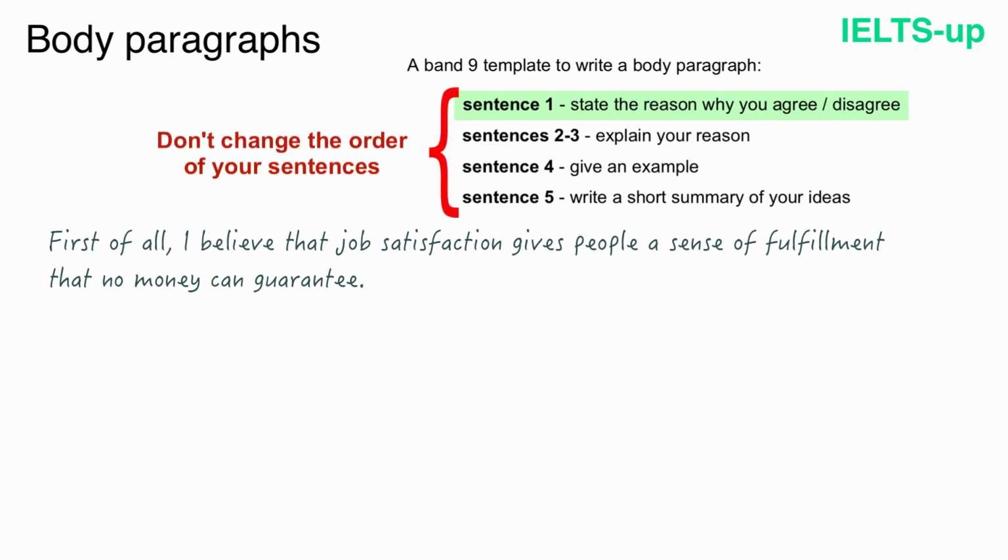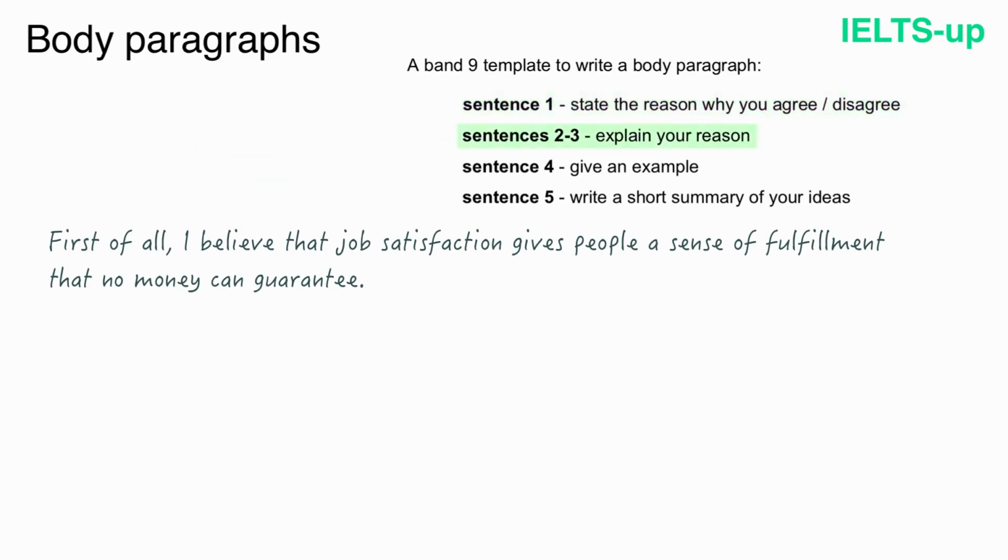Don't change the order of your sentences in the body paragraph, because your examiner will look exactly at the first sentence to get the main idea of your body paragraph. So make sure that your first sentence clearly states the reason why you agree or disagree. In sentences 2 and 3, we should explain our supporting point.